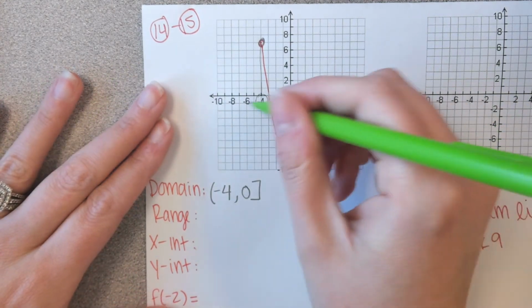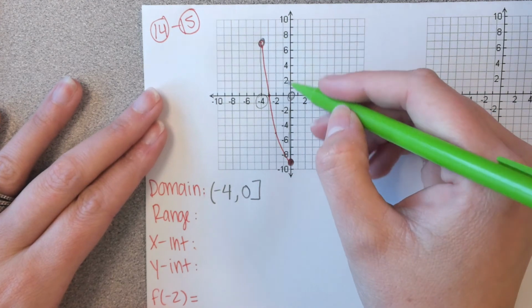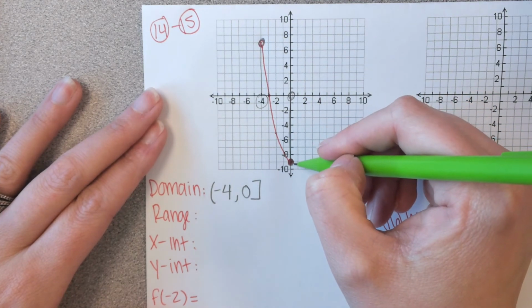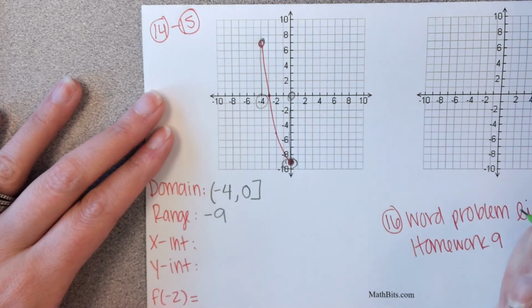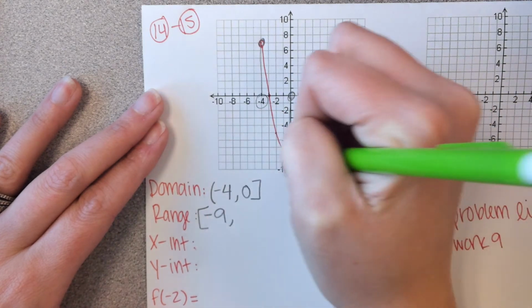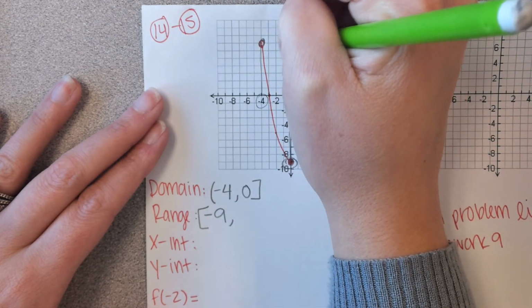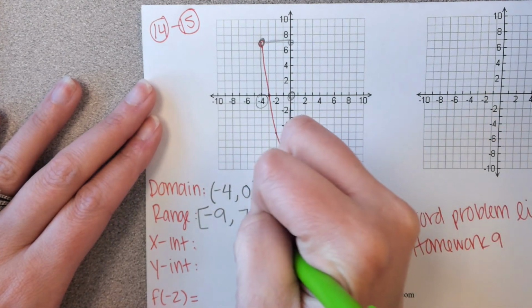Now we're going to do the range. So domain was left and right. Range is top to bottom. So we start at the bottom. What's the lowest point we have? It's negative 9. Is that open or closed? Closed. What's the highest point on the graph? 7. Is that open or closed? Open.